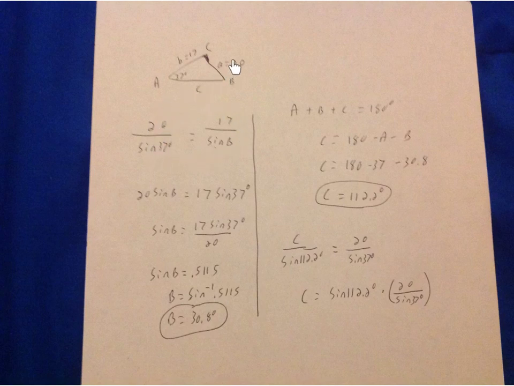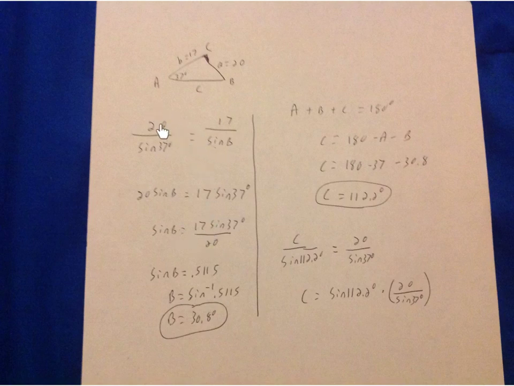You took this side 20 over the sine of the angle opposite it, which equals this side over the sine of the angle opposite, which is sine of B, which is the unknown. So we know 3 out of 4 parts. You had a little trouble understanding how they got down here, it seemed.